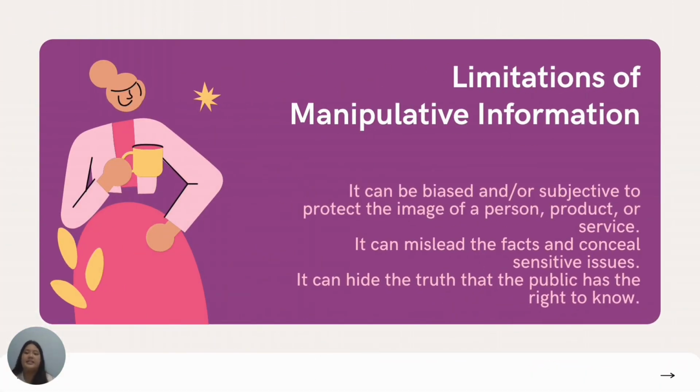Next, limitation of manipulative information. Number one, it can be biased and or subjective to protect the image of a person, product, or service. Number two, it can mislead the facts and conceal sensitive issues. Number three, it can hide the truth that the public has the right to know.